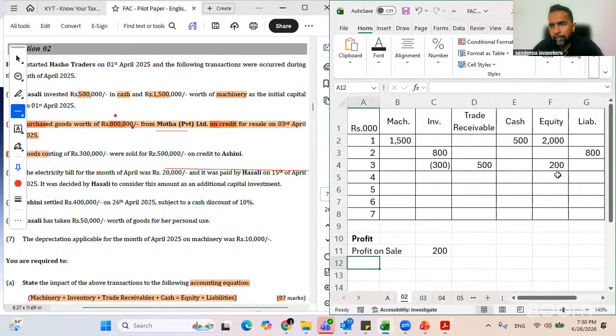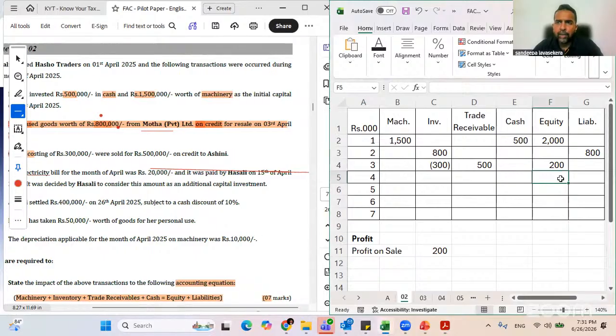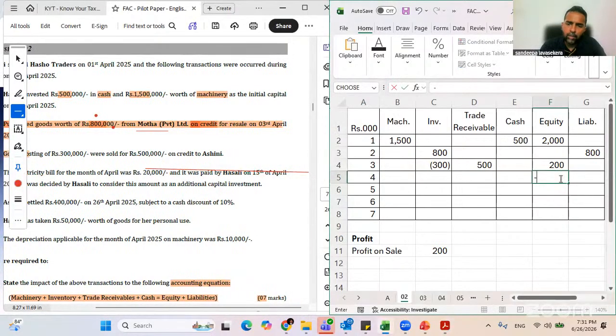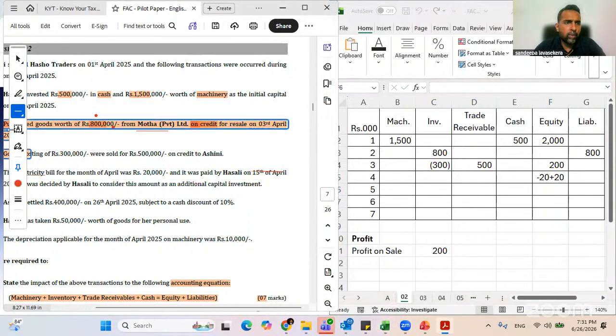Then what will happen? Electricity is an expense. Therefore, the profit is coming down. At the same time, the owner is paying it with her personal money and considers it as equity funded additional capital. So the equity goes up by 200. Clear?